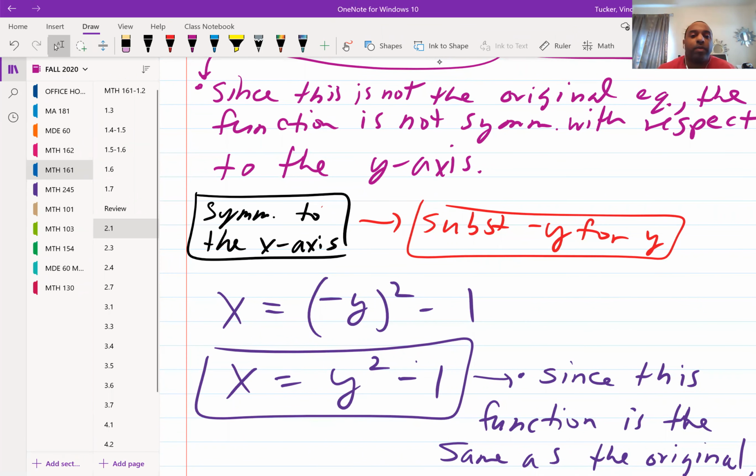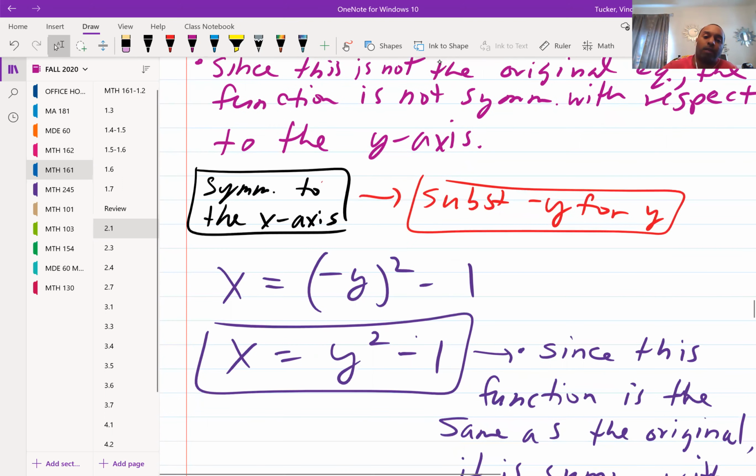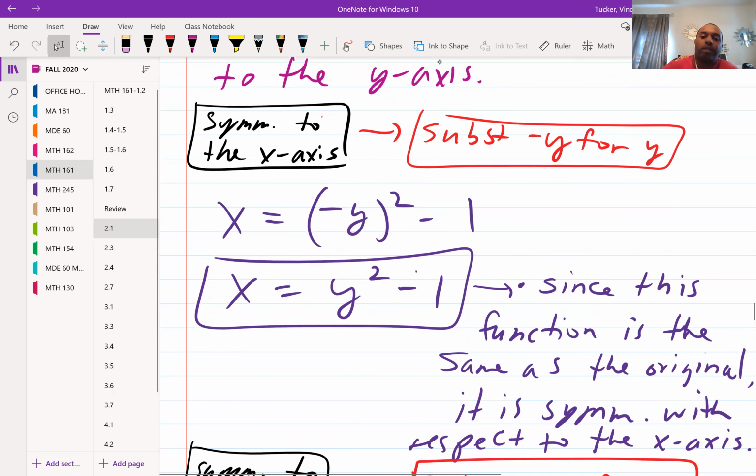All right, next one, symmetric to the x-axis. In this case, you will substitute in negative y for y and do the same thing, simplify, and then make a comparison to the original equation. So I plug in negative y. So negative y squared, don't forget the effect that a square has on a negative. That will be negative times a negative, which will be positive. So that simplifies to x equals y squared minus 1. And since this function is the same as the original, it is symmetric with respect to the x-axis.